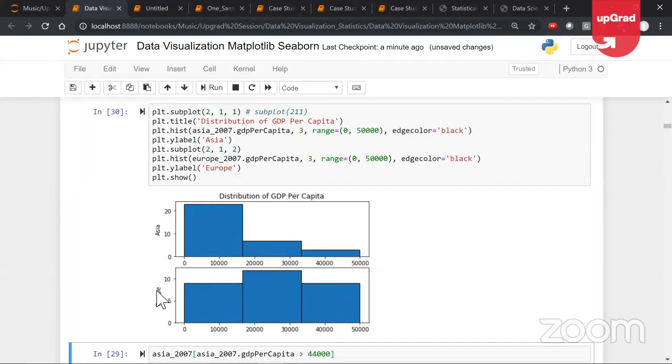You know why? Because Europe actually combines Eastern and Western Europe. That's why the distribution is not so prominent. There are an equal number of countries which are pretty poor and an equal number of countries which are pretty rich. And what is per capita GDP? Per capita GDP means GDP by population. Think of it that way.